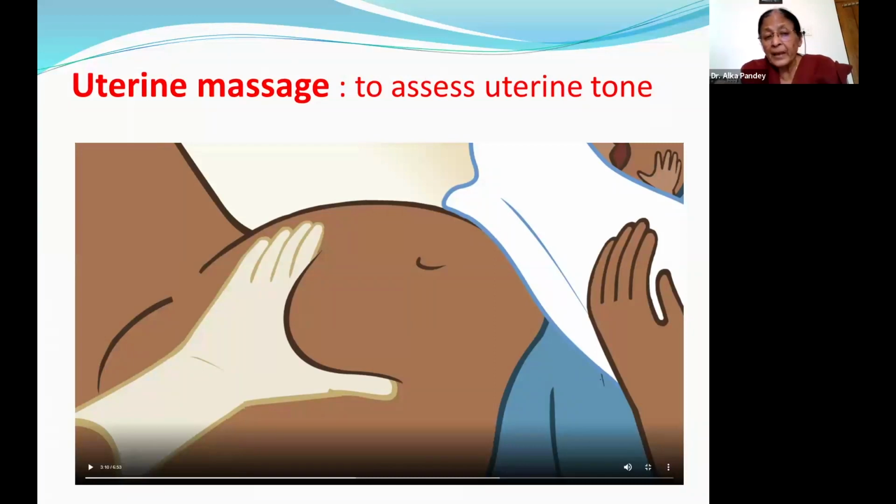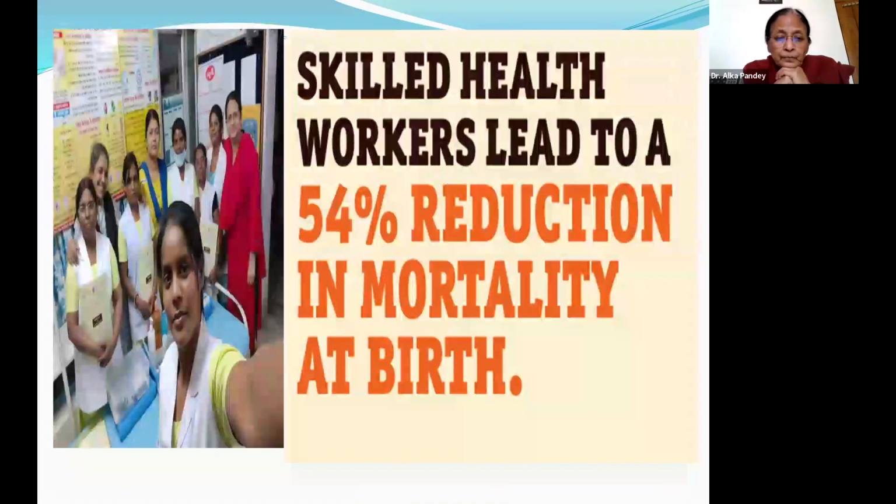Now, instead of uterine massage, now WHO and FIGO say that you should assess the uterine tone. Next. So, skilled health workers lead to a 54% reduction in mortality at birth. Next.